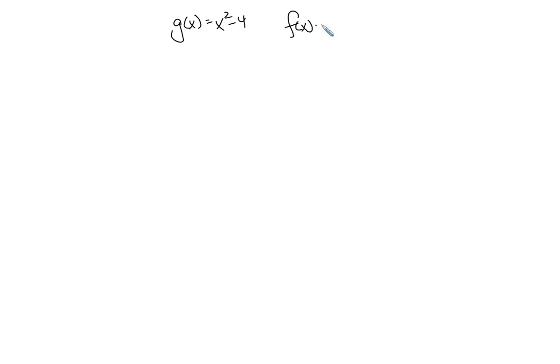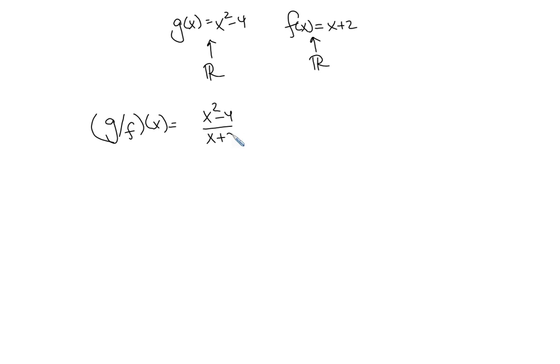What happens if I do this? What happens if I have my g of x is equal to x squared minus 4? And what happens if I have my f of x is equal to x plus 2? Okay, what's the domain of this one? All real numbers. What's the domain of this one? All real numbers. If I do g divided by f of x, that's going to be g of x divided by f of x. That factors into x plus 2, x minus 2, over x plus 2. Those cancel, leaving me what this time?